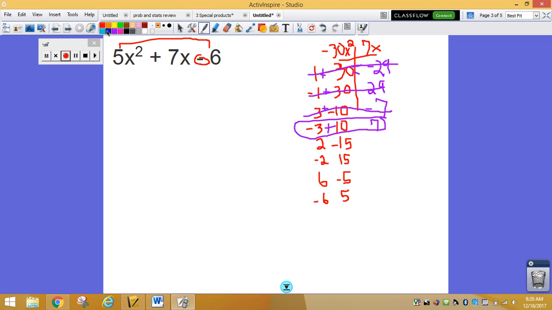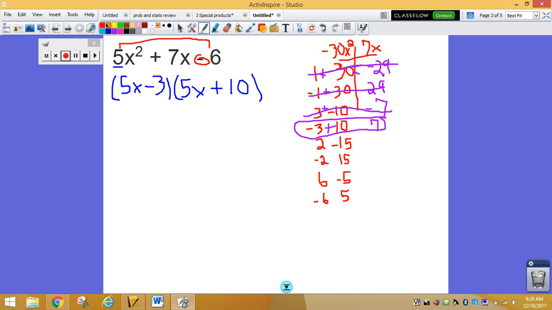So let's go back and do our parentheses. Remember, if there is a coefficient, you bring it down to both. So I'm going to bring that 5 to both parentheses. I'm going to split up my x squared into an x and an x. And my factors were a negative 3 and a positive 10.